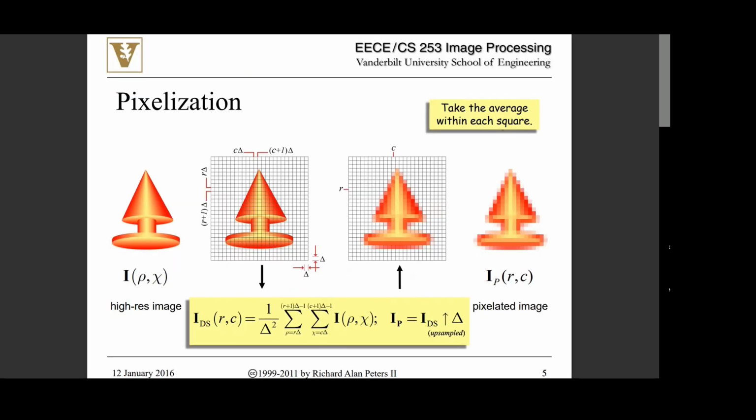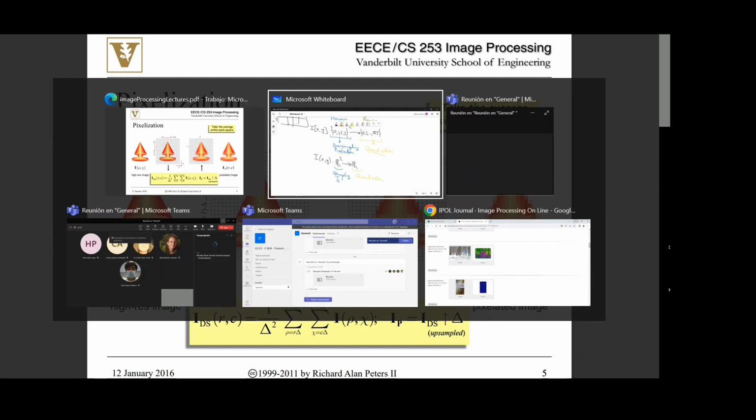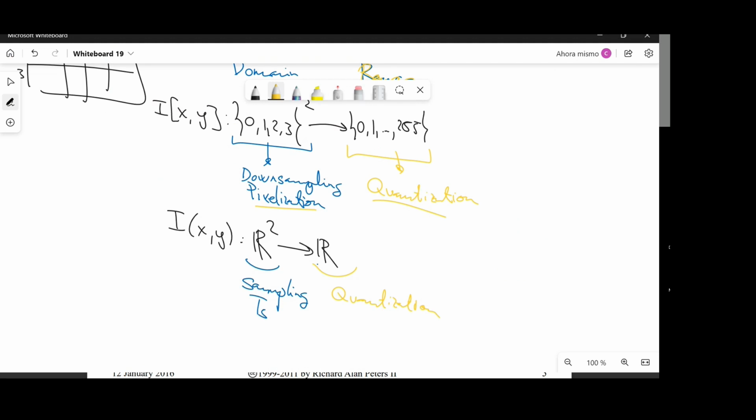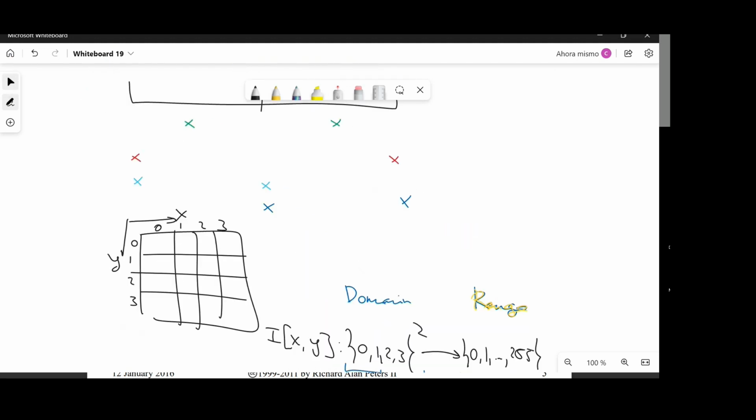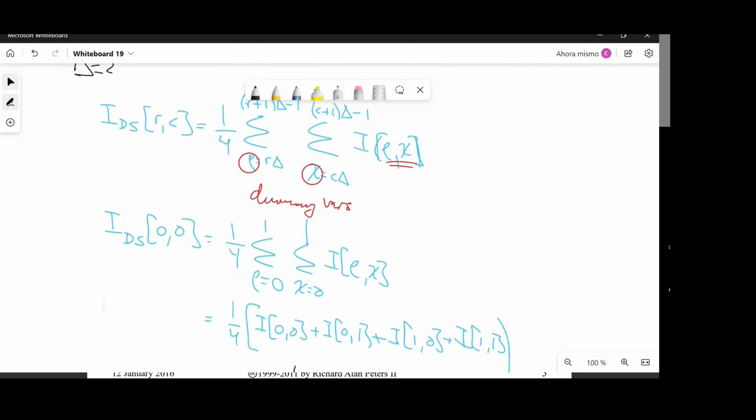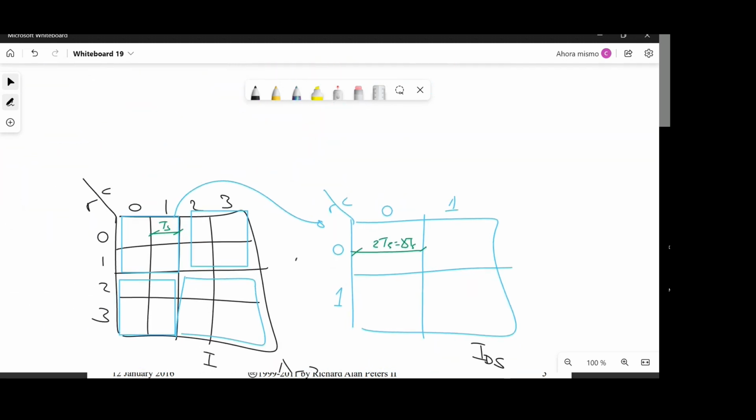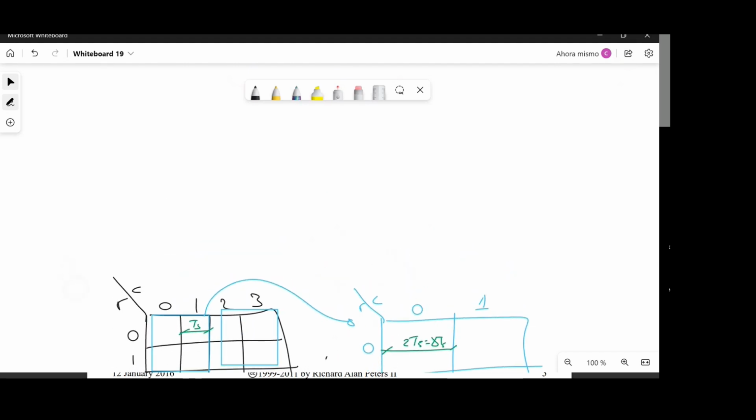Okay, so this delta and r plus one delta, all this we have already reasoned in this scheme here. So when you're doing a downsampling, you will take blocks. This is not the only way of doing it, but you will take blocks and compute the average in those blocks. Okay, actually, this is equivalent to this process.